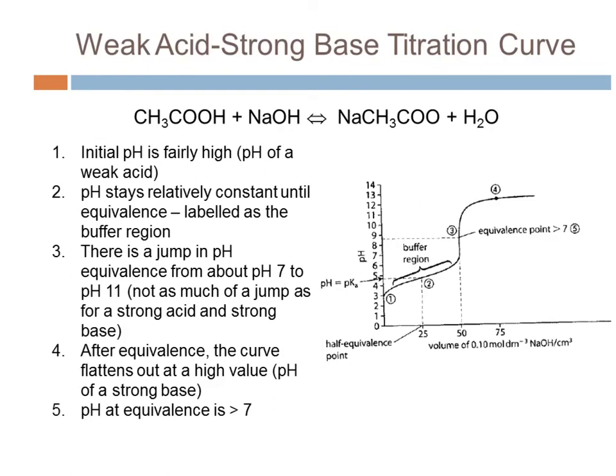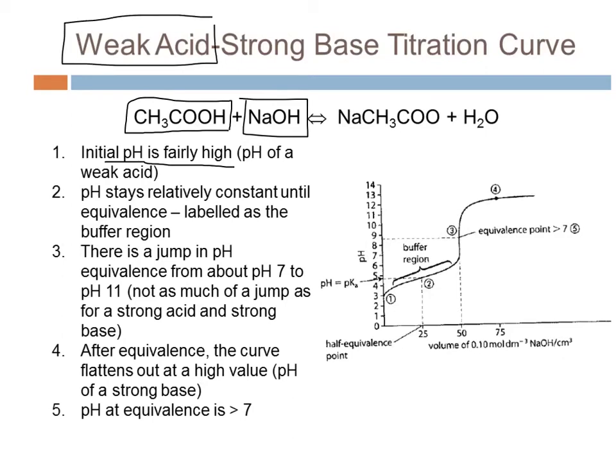The second curve we're looking at is a weak acid and a strong base, such as ethanoic acid with sodium hydroxide. Now again, the shape of the curve is very similar to the last one, except now we're starting at an initial pH that is much higher because we have a weak acid. It's going to start around pH 3. The pH is going to stay relatively consistent until equivalence.